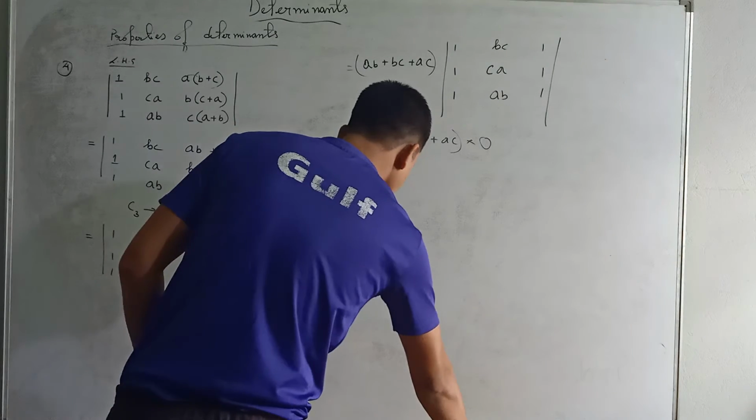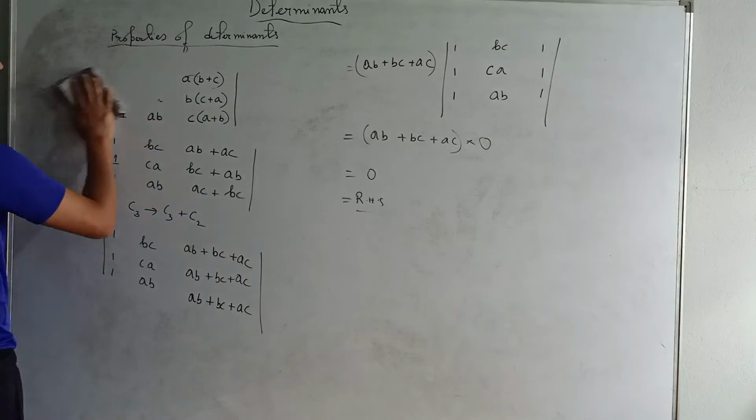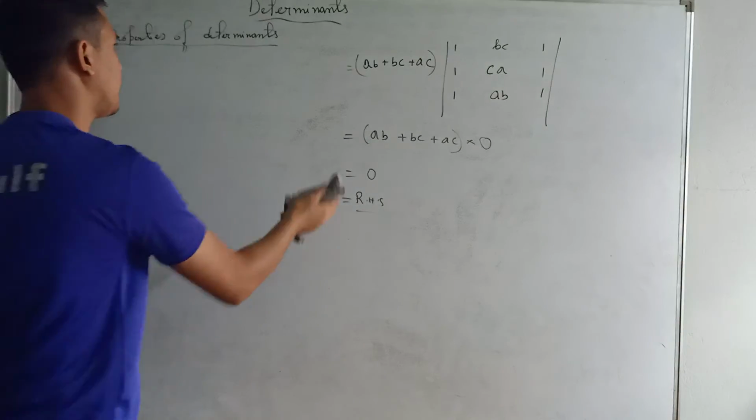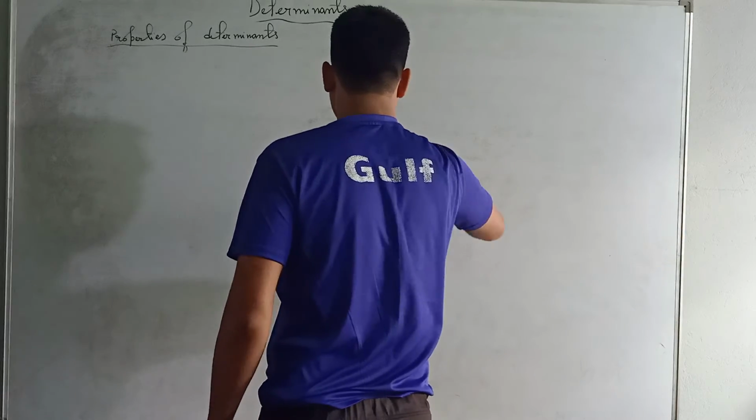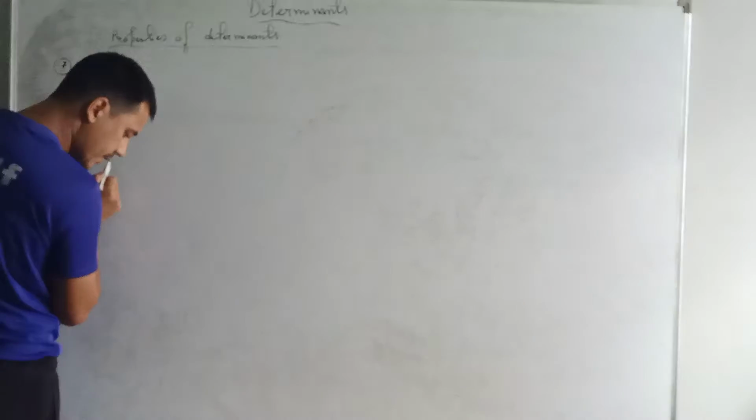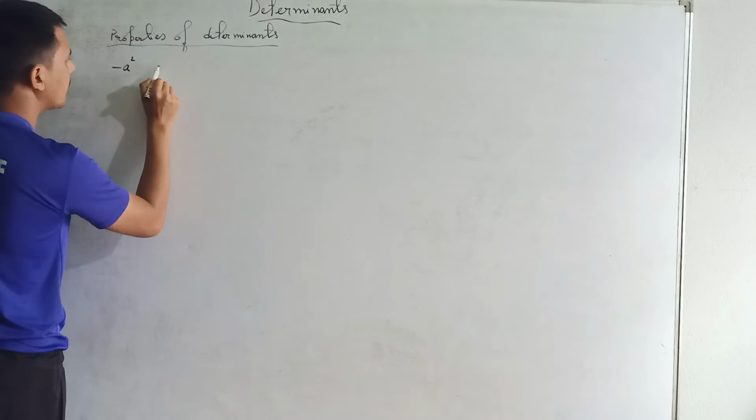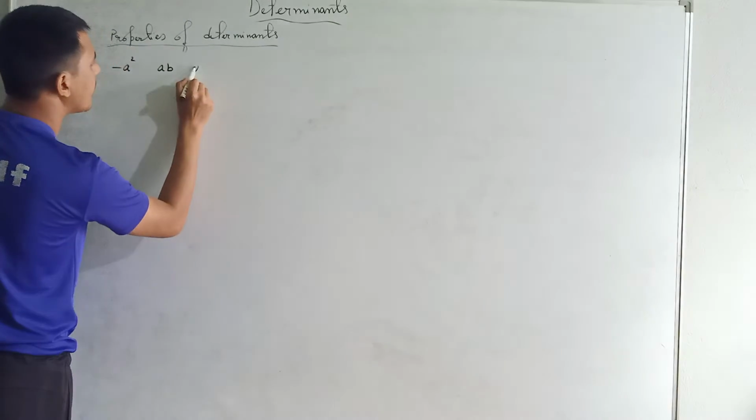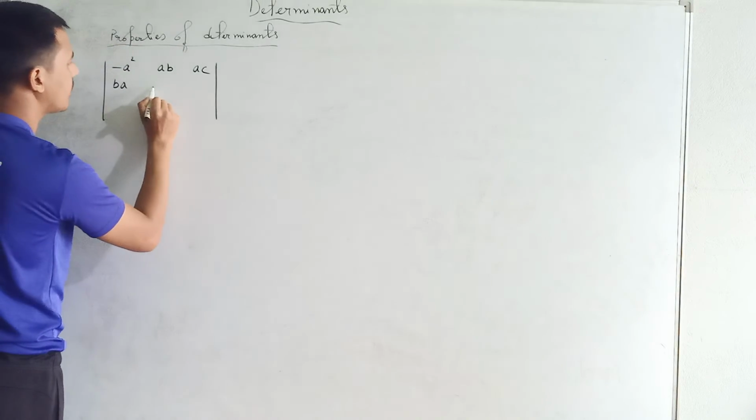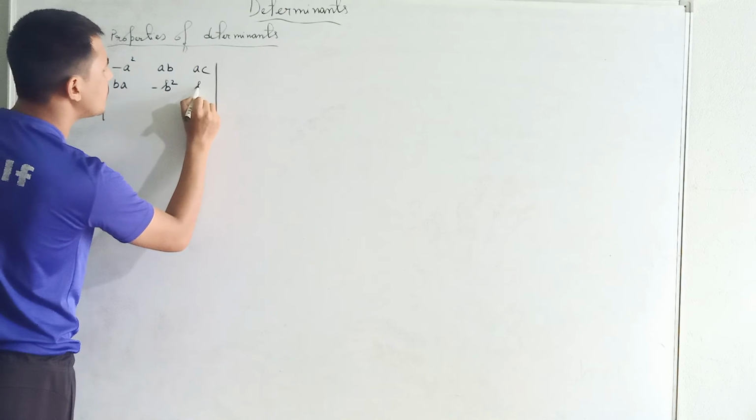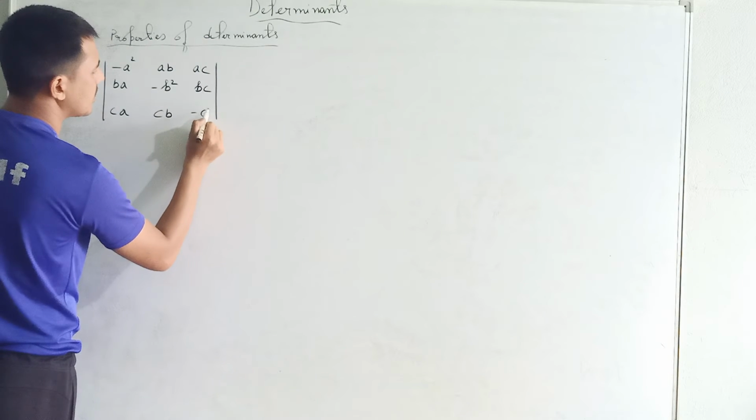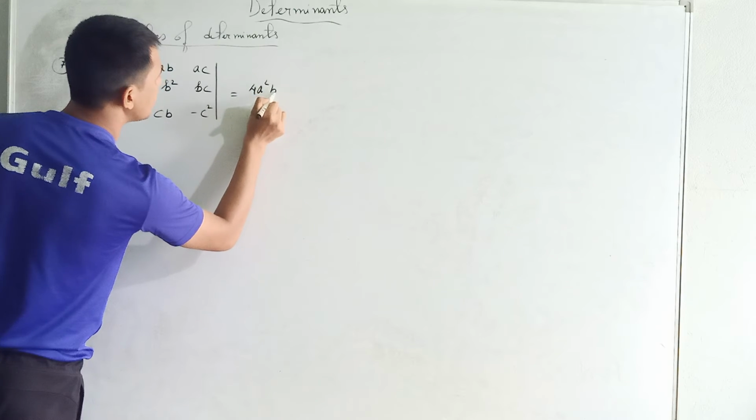Now we go for number 7. You want to prove that the determinant of minus a square, ab, ac; ba, minus b square, bc; ca, cb, minus c square is equal to 4a square b square c square.